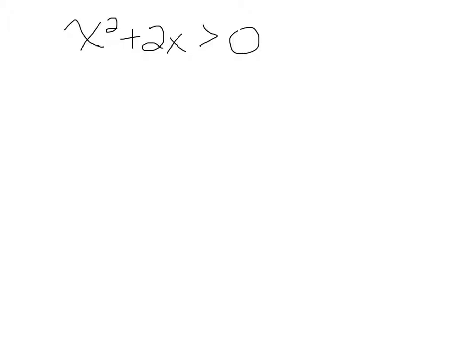Now, this has a common factor of an x in it. So I'm going to take that x out front and divide everything by x. X squared divided by x is x, plus 2x divided by x is 2. So that is the factored form. From there, to find the x-intercepts, you set each one of those equal to 0.